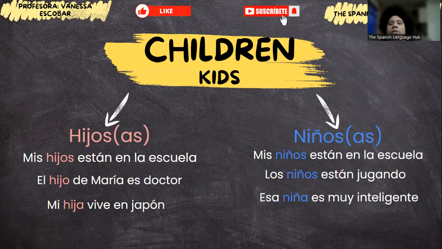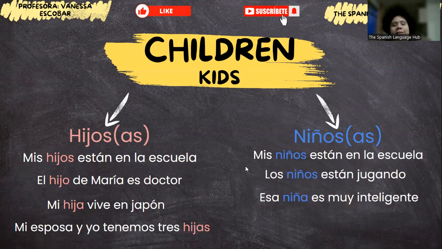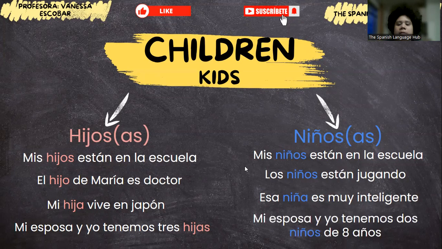And esa niña es muy inteligente. That girl is very intelligent. Again, niña under 13 years old. Mi esposo y yo tenemos 3 hijas. So my wife and I have 3 daughters, all right, or 3 children. Mi esposa y yo tenemos 2 niños de 8 años. So my wife and I have 2 kids or 2 children of 8 years old.